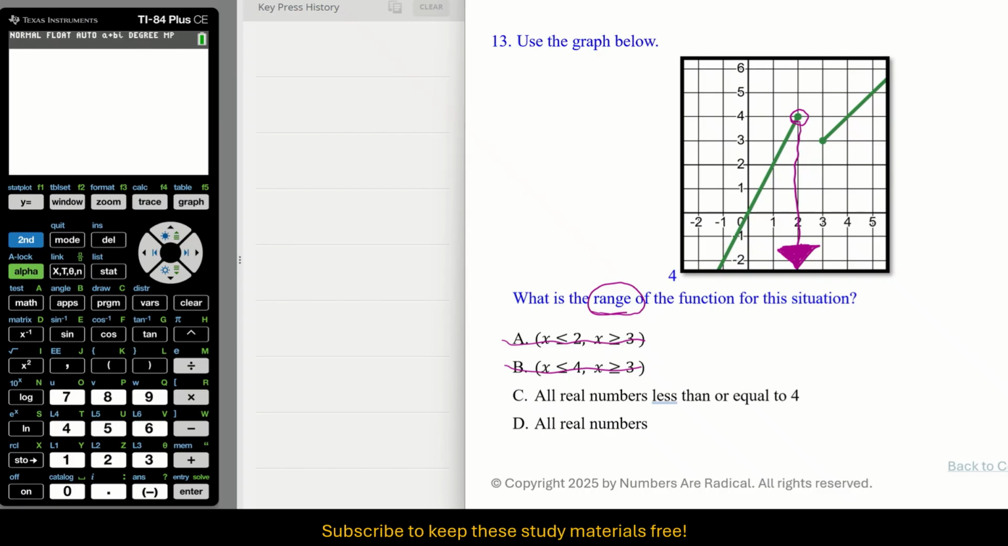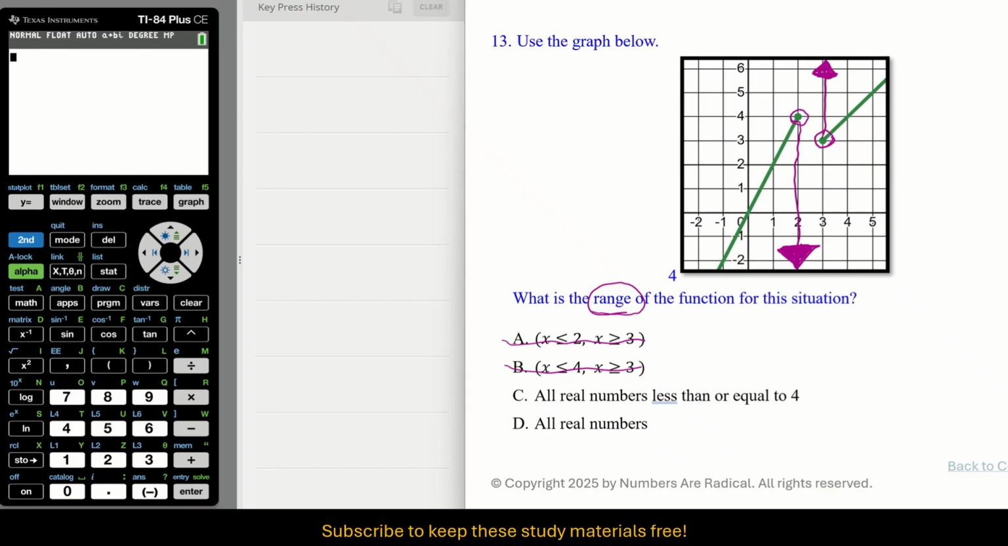And then we go to the second line, and that begins at 3. We include everything from 3 because the dot is solid. So we include the 3 and everything that goes up.